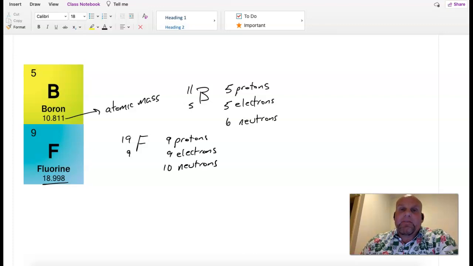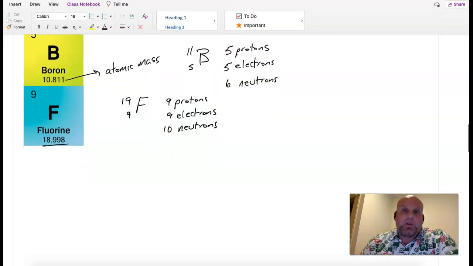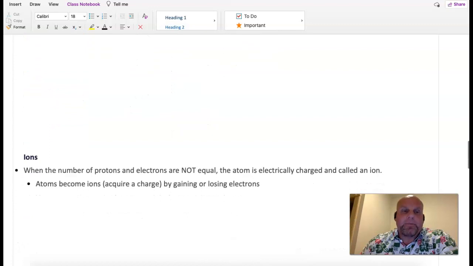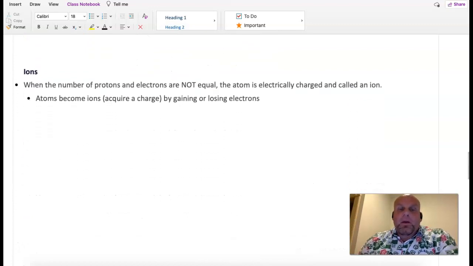So what happens if my atom gains a charge? Well, at that point, it's called an ion. If the number of protons and electrons are not equal, the atom is electrically charged, and it's now referred to as an ion. They become electrically charged by gaining or losing electrons. So once again, the number of protons are locked away in the nucleus of the atom. That never changes. If that value changes, then I'm talking about a different atom. But electrons come and go, and so an atom can lose electrons or gain electrons.